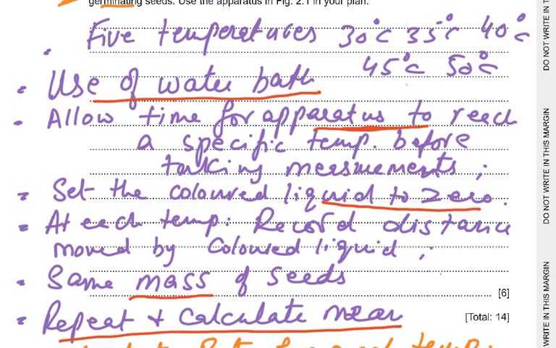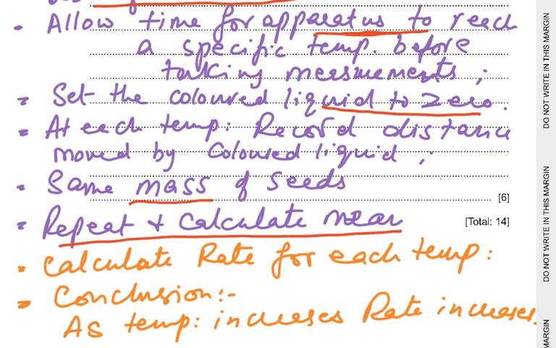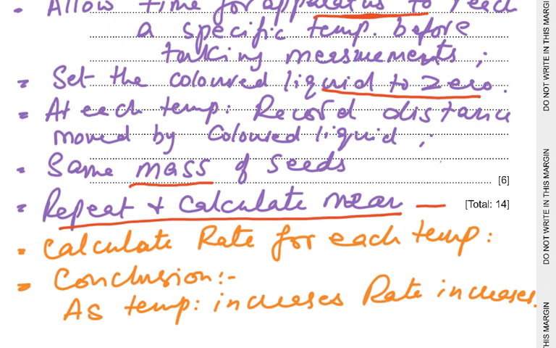Then at each temperature record distance moved by the colored liquid, then same mass of seeds, then repeat and calculate mean. You can write this nearly in every planning question. Repeat and calculate mean. Do not write average. It's repeat and calculate mean. Then calculate the rate for each temperature. This is important that you talk of the rate. And then conclusion, as temperature increases, rate increases until a certain temperature and then starts to decrease.